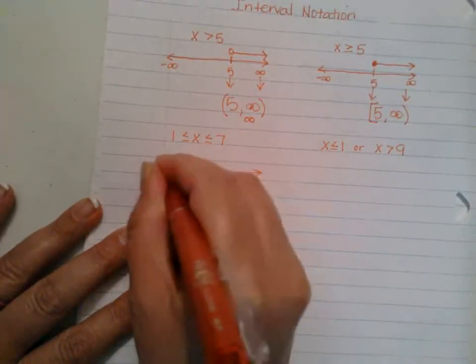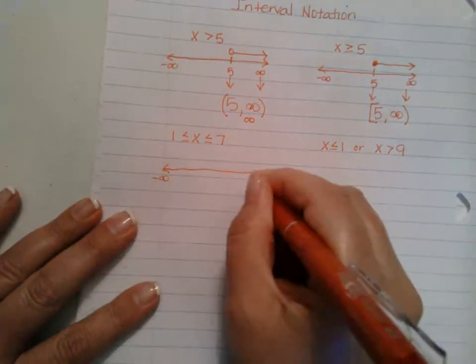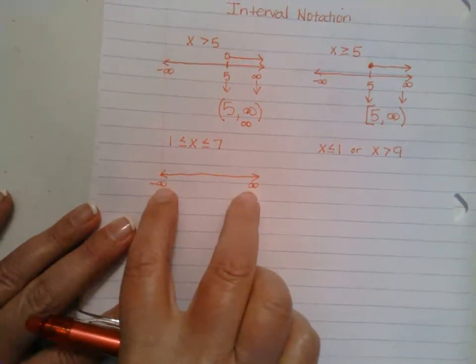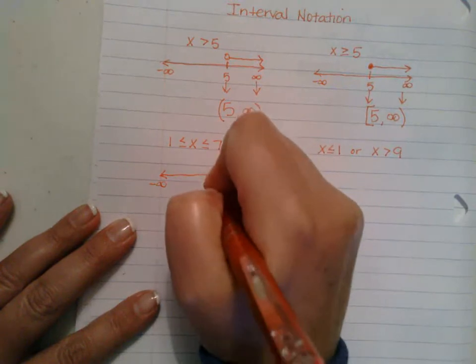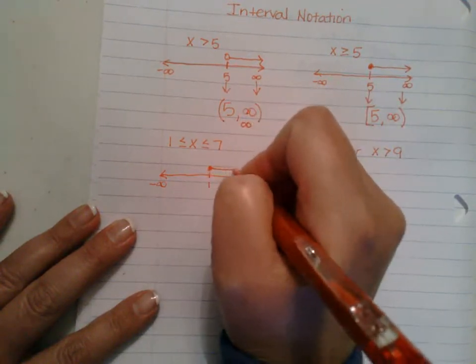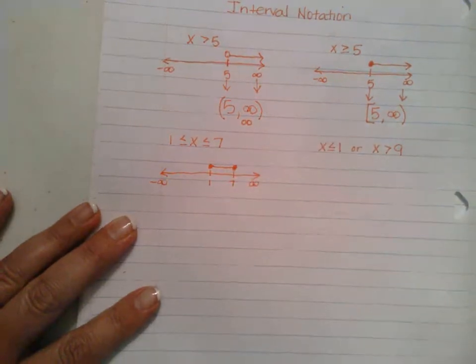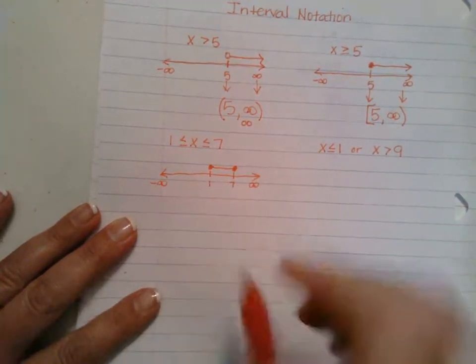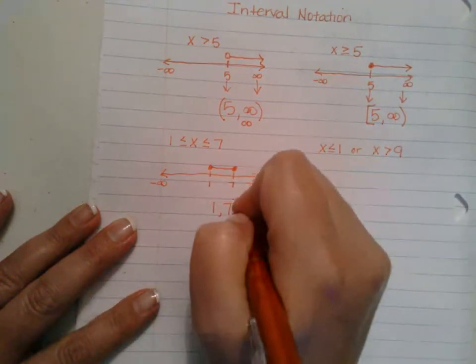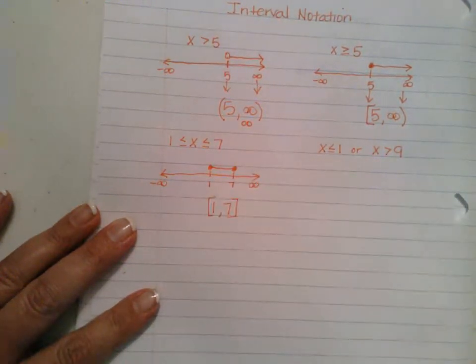This one here, if I have my number line, here's negative infinity and positive infinity. It's smart to start with those even if you don't end up needing them. Then here is one and here is seven, and it's a closed circle on both of these. It's everything in the middle. So that means you just pull those two numbers down, one comma seven. They're both filled in, so we use brackets on either side.